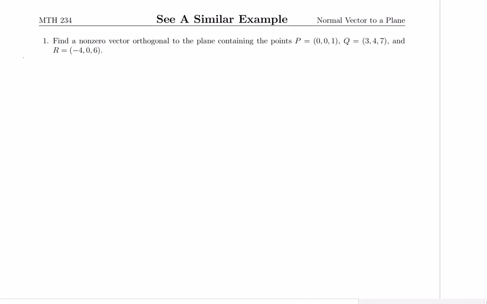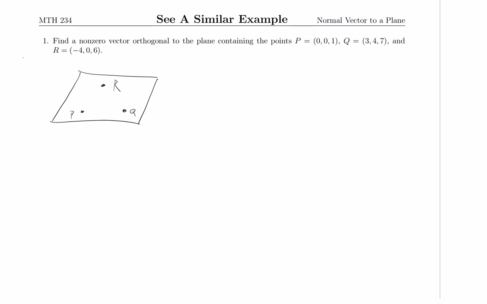In this video, we will find a vector which is normal or orthogonal to a given plane. So the problem here says we have a plane and it contains 3 points. We'll call them P, Q, and R. Then we need to find the normal vector to this plane. So a vector which is perpendicular to this plane.